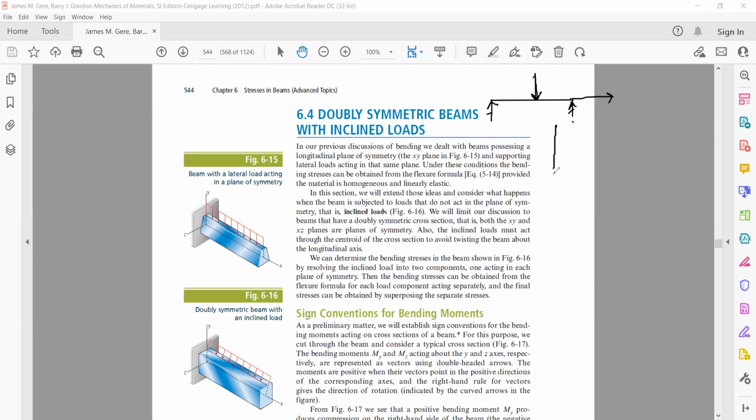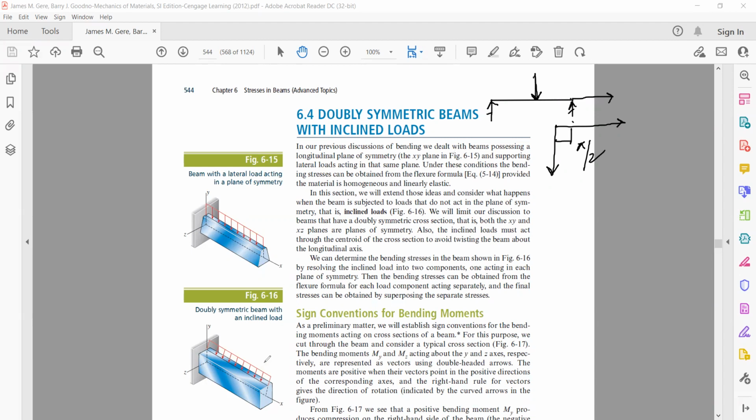So if you look, the line of action of the load is in the downward direction, and the axis of the beam is in this direction. So essentially the angle between them we are assuming is 90 degrees. Okay, so the angle between the two was 90. But now this is not the only case. Sometimes the loads acting on the beam are what we call inclined loads.